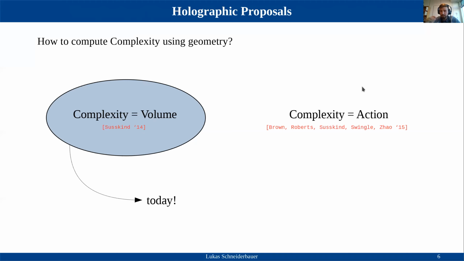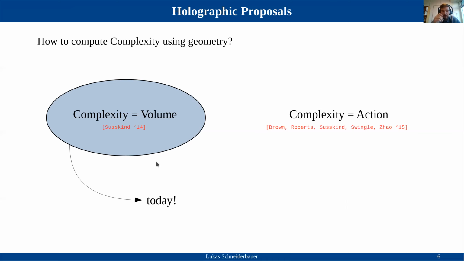Then there is another conjecture that came out one year later, in 2015, also by Susskind, Brown, Roberts and company, which supposedly relates the complexity to the action evaluated on some patch of space-time, which is called the Wheeler-DeWitt patch. We will also have something to say about this, but not in this talk today. So we will concentrate on this proposal.